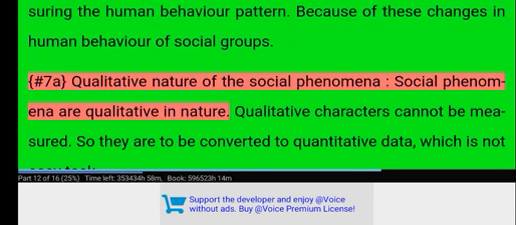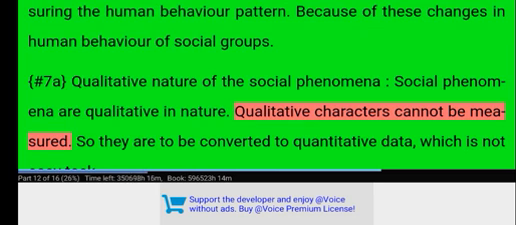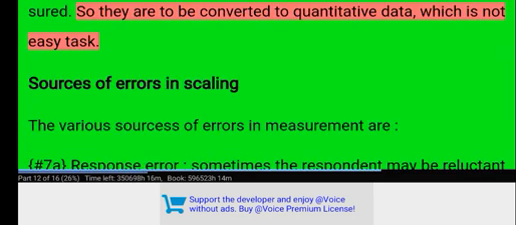Number 7a, qualitative nature of social phenomena. Social phenomena are qualitative in nature. Qualitative characters cannot be measured, so they are to be converted to quantitative data, which is not an easy task.